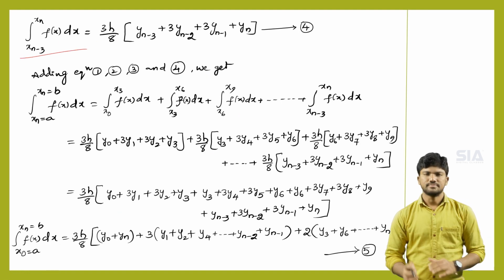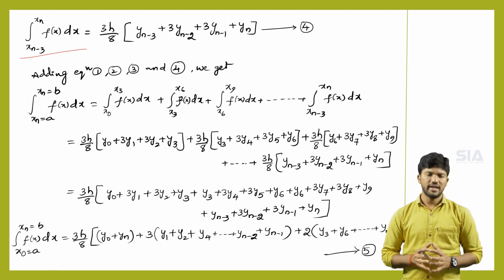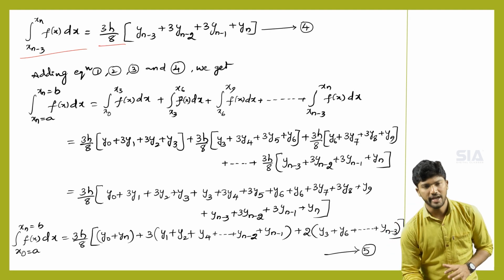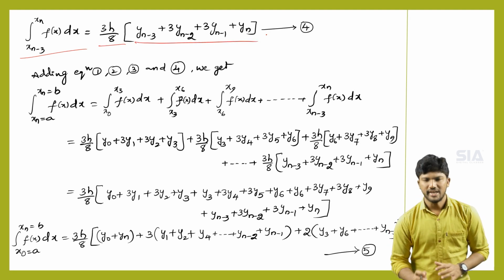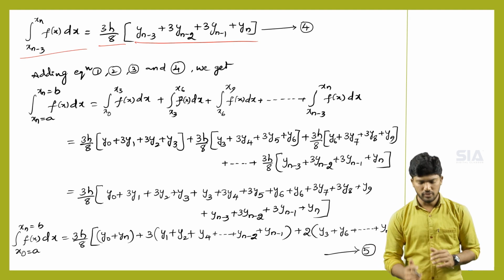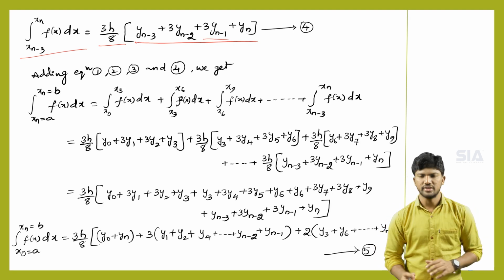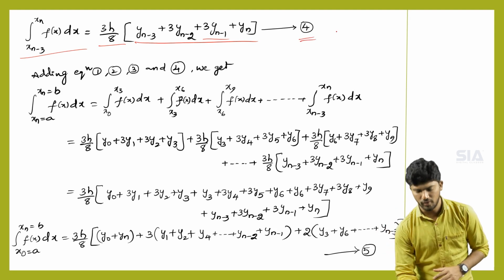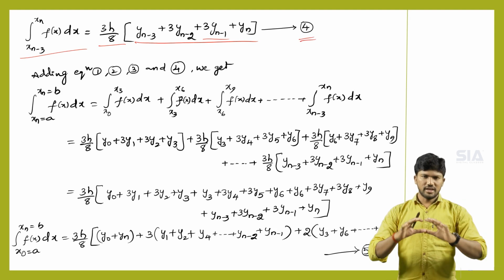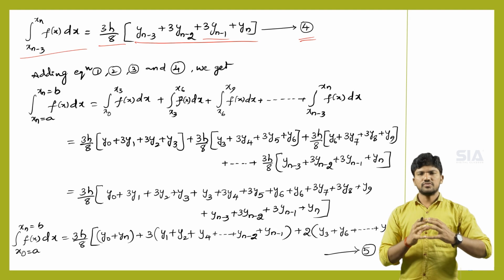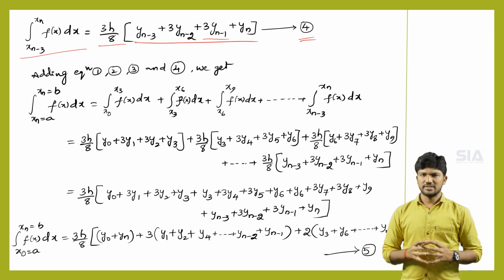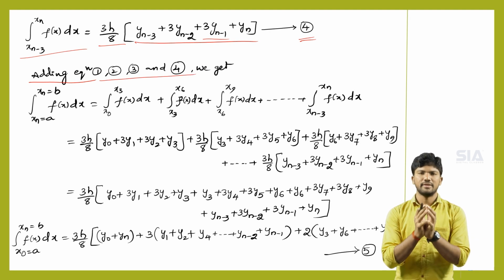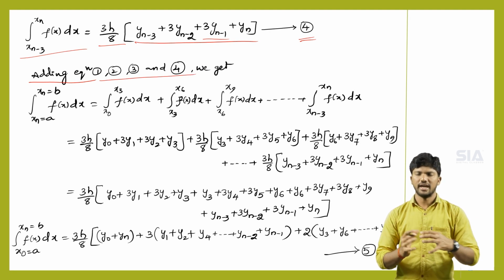Now the last subinterval is integration over x suffix n minus 3 to x suffix n f of x dx is equal to 3h by 8 into y suffix n minus 3 plus 3 into y suffix n minus 2 plus 3 into y suffix n minus 1 plus y suffix n, that is taken as equation number 4. So after getting all the values for the equally spaced subintervals, now our aim is to add them. Add equation number 1 and equation number 2, 3 and 4.